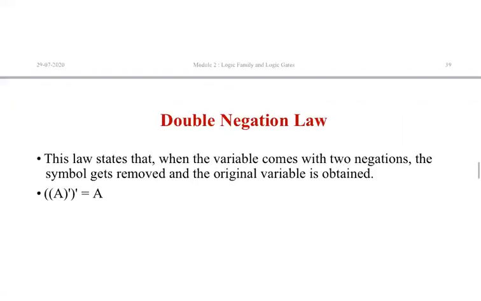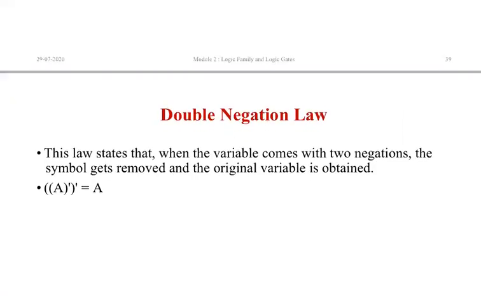The next one is the double negation law. Suppose I have a variable and I complement it two times, so the complement of its complement. Then the complement is removed. With two negations, the symbol gets removed and we have the original variable. So a complement, again a bracket, again its complement, finally gives my original variable. So this is the double negation law. We say two negatives make one positive. Something like that. So that's why it is called the double negation law.